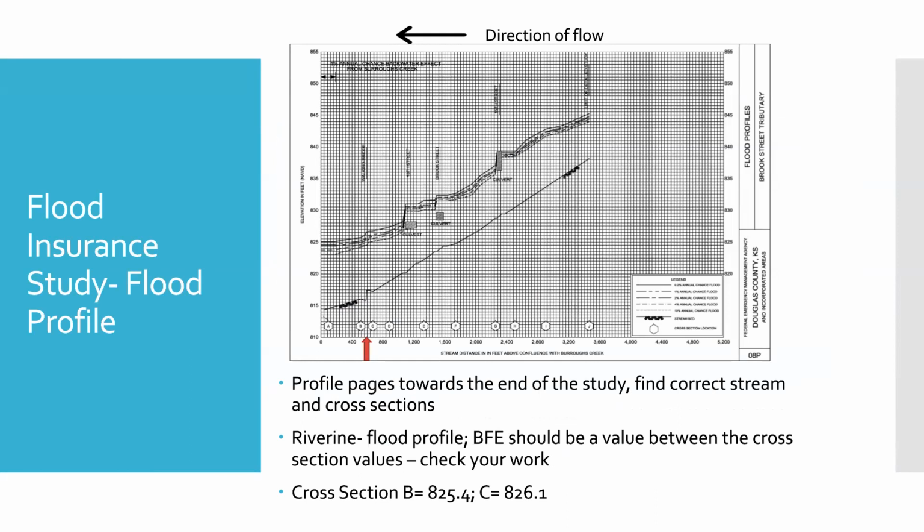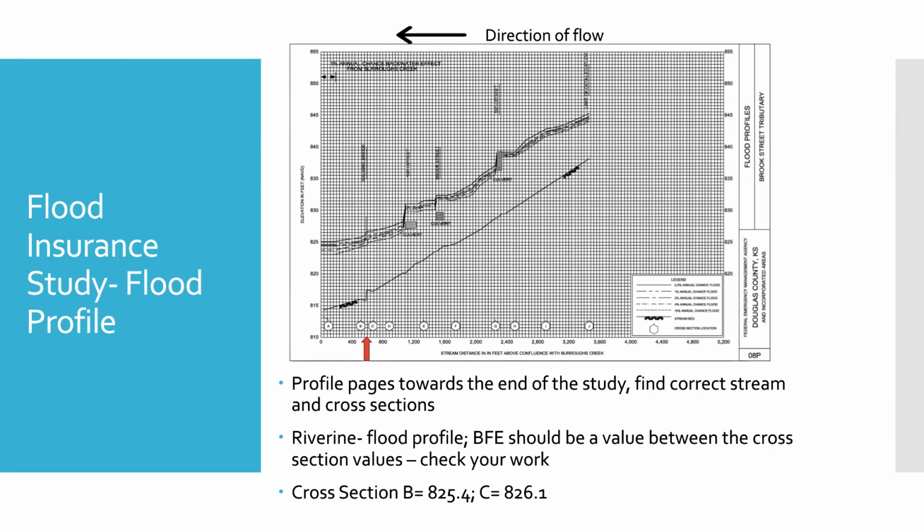So I've pulled up the correct flood insurance study profile. There are profiles for every stream in that community. So I've flipped to the page of Brook Street Tributary because that's where my site is. And I know I'm between B and C, which is why I have that arrow pointing here. The profile baseline direction of flow is usually downstream from right to left, so you're reading upstream from left to right, which is kind of what we want to do. So it's good to be aware of that.